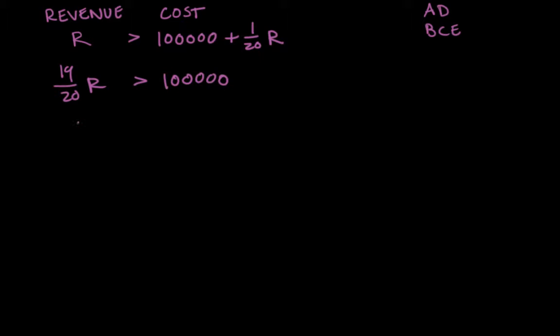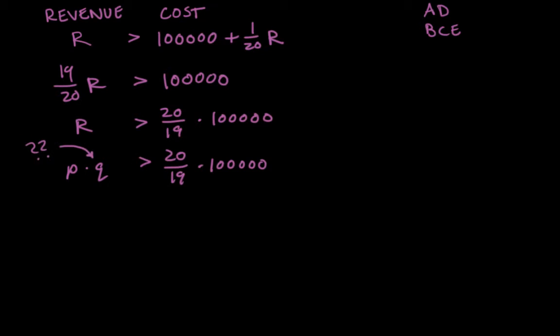And I'm going to isolate the R. So R is greater than 20/19ths times 100,000. Now they get cute with the question that they ask. They don't ask us about the revenue, they ask us about the quantity sold. So I'm going to rewrite revenue as price times quantity sold, since I know that's what revenue is.